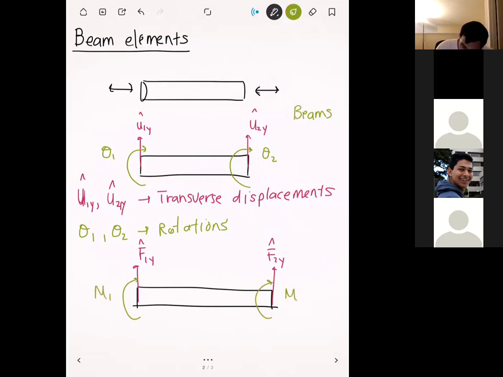And then to cause a rotation, the way that we do this is we apply a moment, and so that's M1 and M2. What we're going to show next is the element stiffness matrix for these that relates these nodal forces and nodal moments to their displacements. Any questions on this so far?